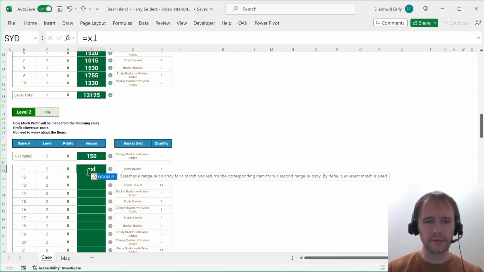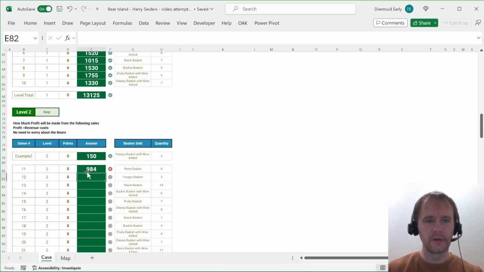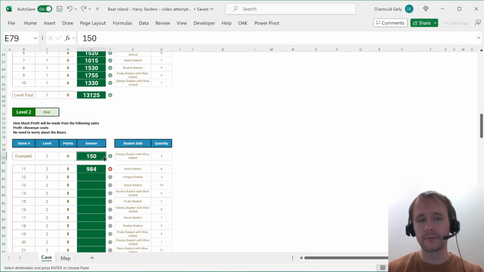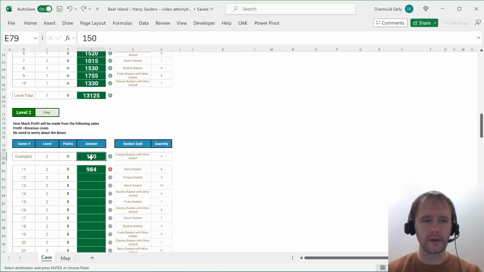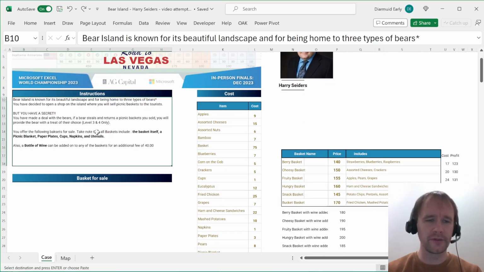So then let's do this. XLOOKUP berry basket in basket name returning from basket profit, and multiply it by the quantity, and we get the wrong answer. We get something that's much too big. And this is where, like I said, on the day I got a little confused by this for a while. But you go look at the instructions, there's a bunch of other things that all baskets include that aren't listed separately here. So we got to figure out the cost of those.